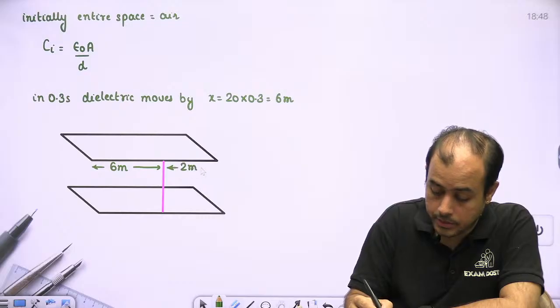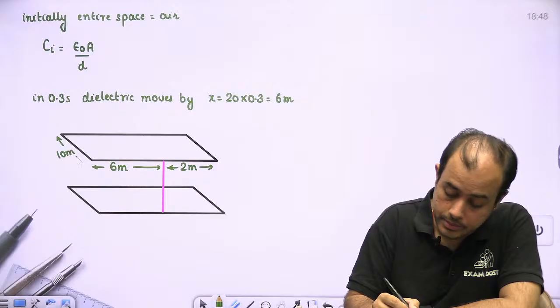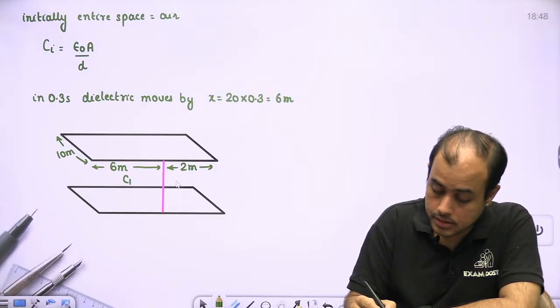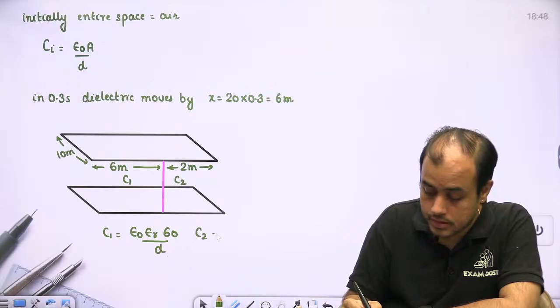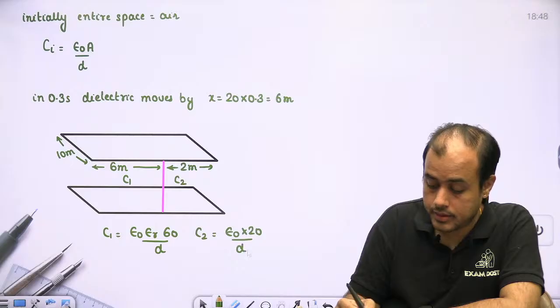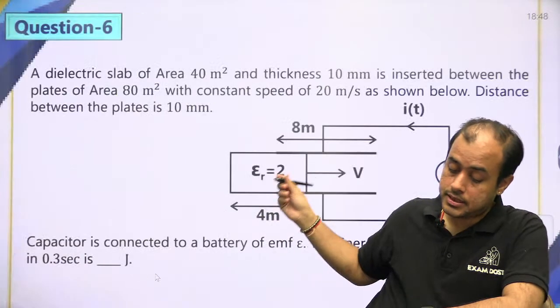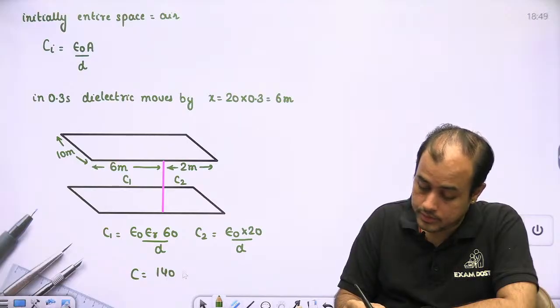Okay, 2 meter will be air. Now based on the area, this should be 10 meter. Area will be 60. ठीक है, the second area will be 20. Now epsilon r is 2, so 120 plus 20.